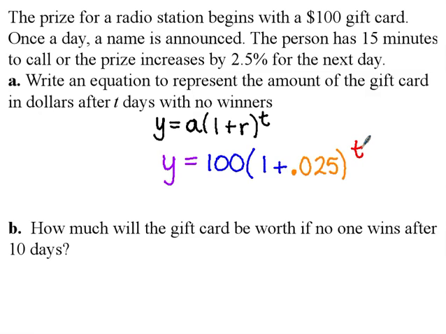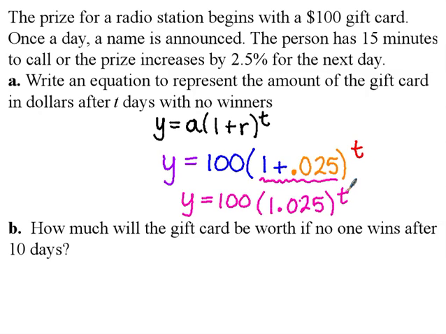Now what I'm going to ask you to do is simplify things down a little bit. I'm going to ask you to simplify this parentheses. So that really what I get is Y equals 100 times 1.025 to the T power. Now, could you multiply the 100 and the 1.025? No, remember what I said. You have to do the power first and then multiply by the 100. You cannot multiply those two. So do not do that.